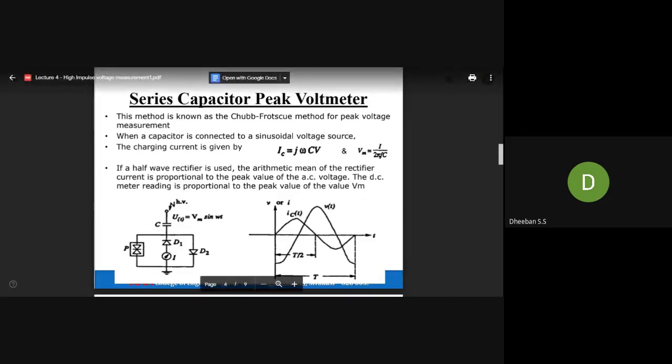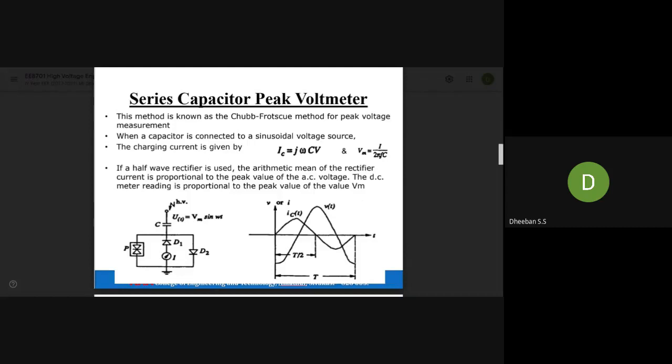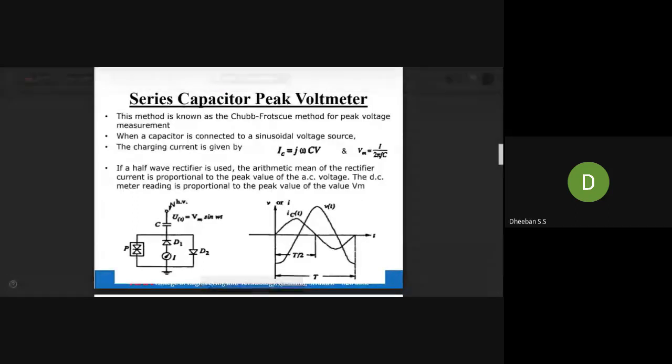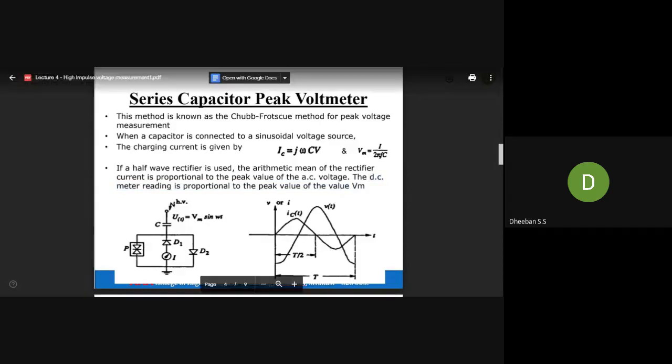Here, if a half-wave rectifier is used, the arithmetic mean of the rectifier current is proportional to the peak value. In the previous case, the discharging voltage is directly proportional to the applied peak voltage. But over here, in case of a half-wave rectifier, you have to take the average output value of the rectifier, which will be proportional to the peak value of VA. This is the concept over here.